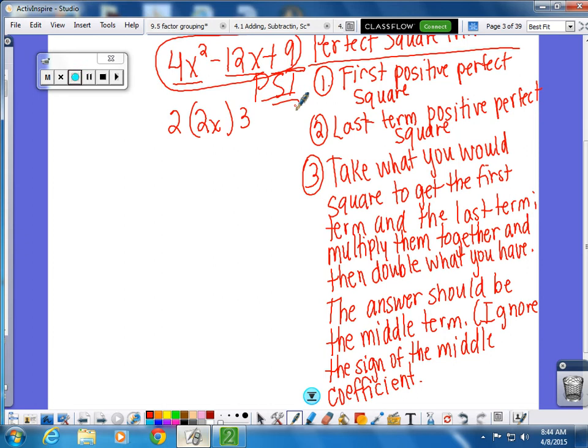Now that was a lot to write, wasn't it? All of that you do in your head. No work to show. And once you're able to recognize that you have a perfect square trinomial, then factoring it's easy. You're just going to write the binomial squared, and we'll talk about how to do that.